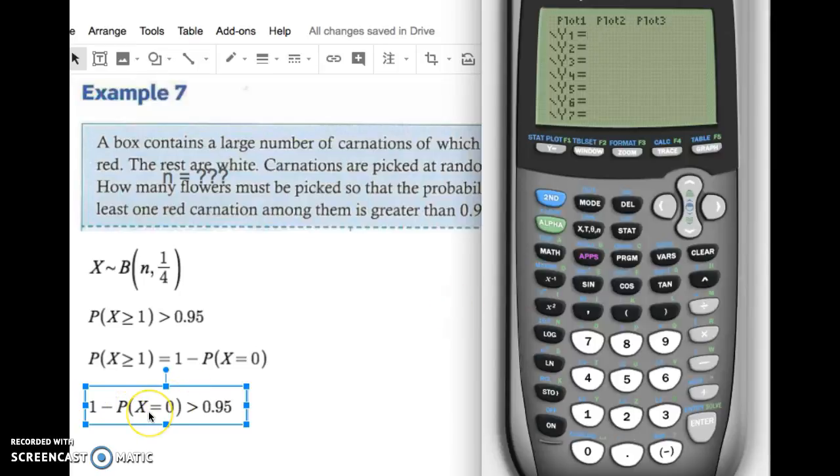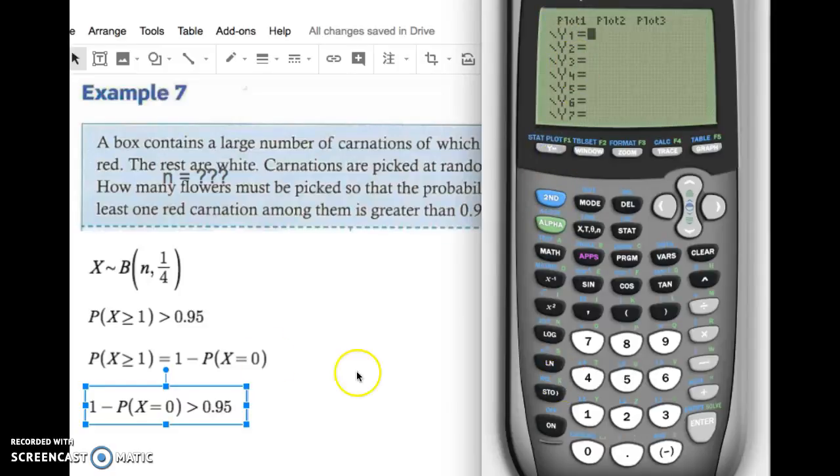This P of X equals 0 is my Bino PDF, right? So I'm going to get my TI-84 and use the table function. Once you turn it on, this is the screen. I'm going to go to my y equals.